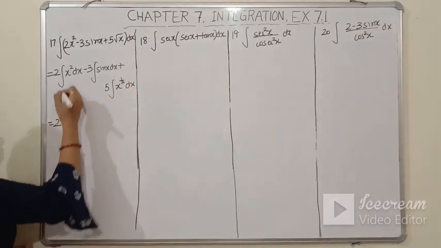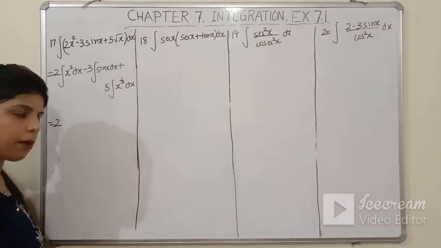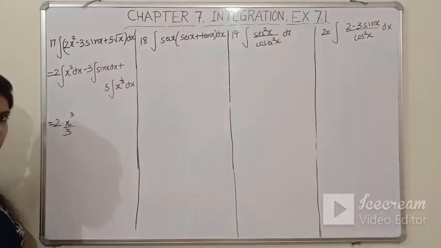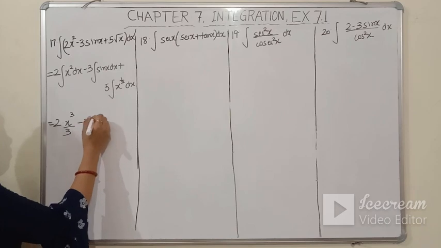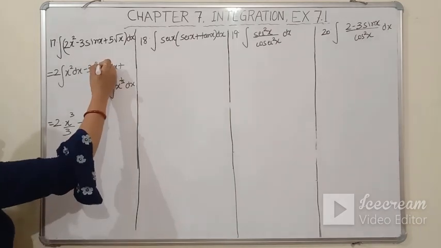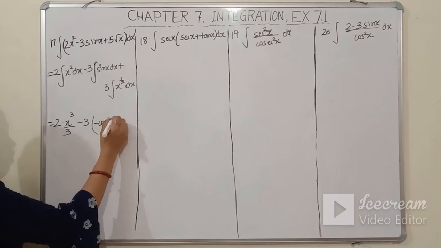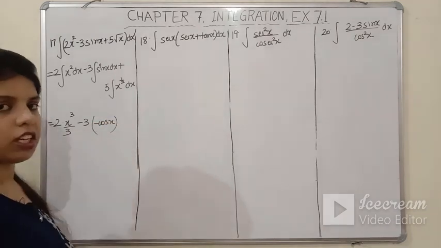Now just apply the formula of x raised to power n, that is x raised to power n plus 1 upon n plus 1. I am repeating again and again, so I hope that you have learned the formula. You don't need to cram it. You have just learned the formula. Now the integration of sin x is minus cos x. I told you that in integration, everything is going to be reverse.